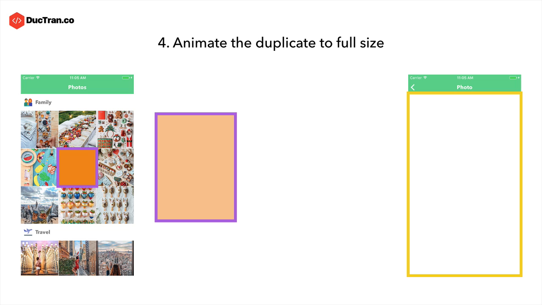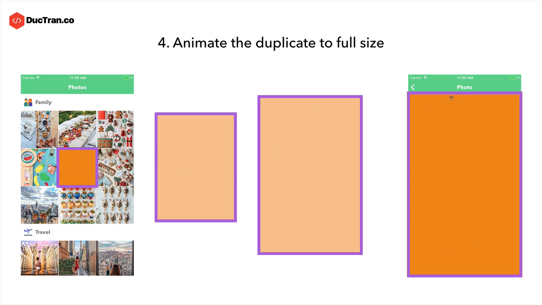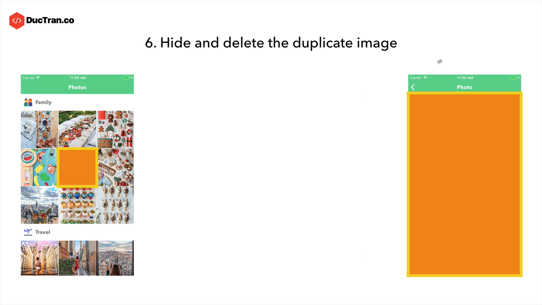Notice that the original image is still over here. The alpha is still 0, right? So when we animate it to the full screen, it will be like this. And now when the user sees this, it will be full screen. And then we will show the original image again, the big one. And then we will delete and hide away the duplicate image.